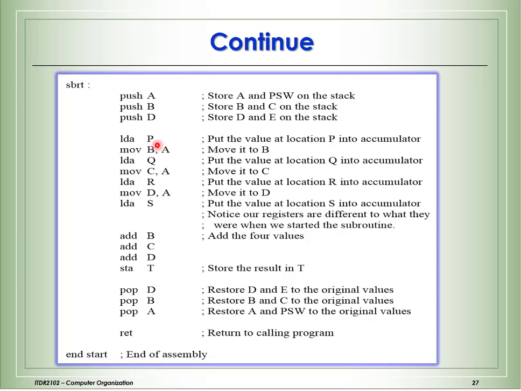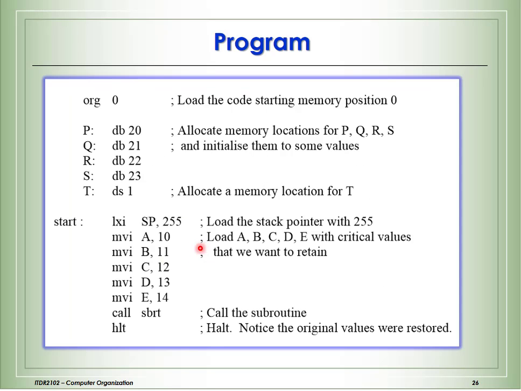Then we load P. So put the value at location P into the accumulator. Whatever the value in location P, we load into the accumulator and then move it to B, from accumulator to B. So what value do we have at location P right now? Initially the values of A, B, C, D, E are 10, 11, 12, 13, and 14. And when we load the values at locations P, Q, R, S, these values will be loaded: 20, 21, 22, 23.